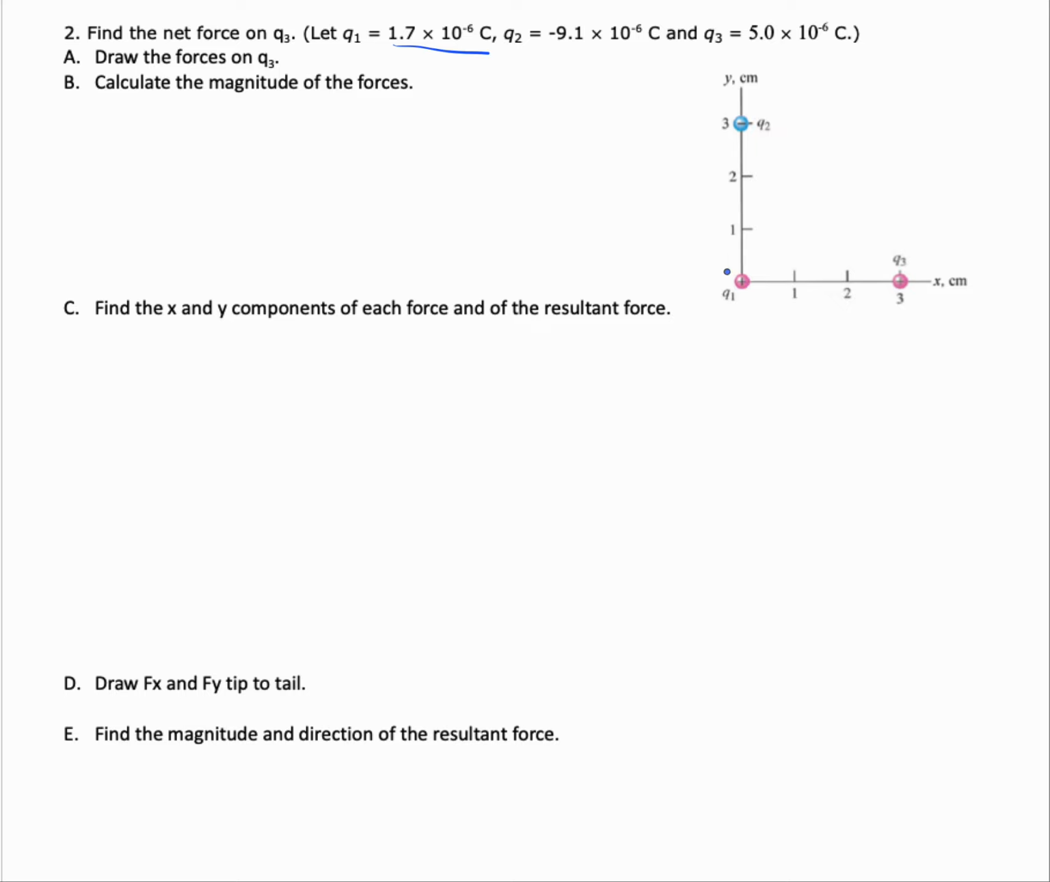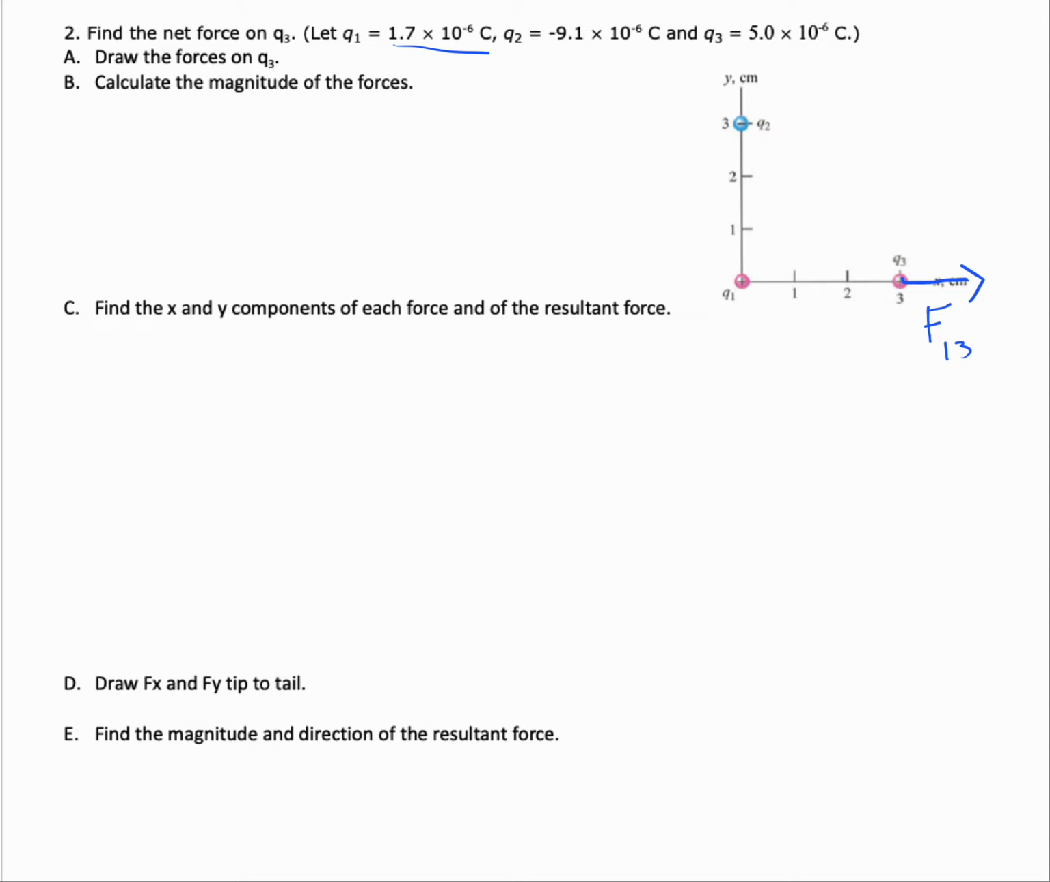We know that there's a force between charges 1 and 3, and since like charges repel each other, we can draw that force as a repulsive force. It's going to point away from Q1 because Q3 is repelled by Q1. We draw the force at Q3 because we are looking for the forces on Q3. We're also going to label this force. I'll label it F13 to represent the force due to charge number 1 acting on charge number 3.